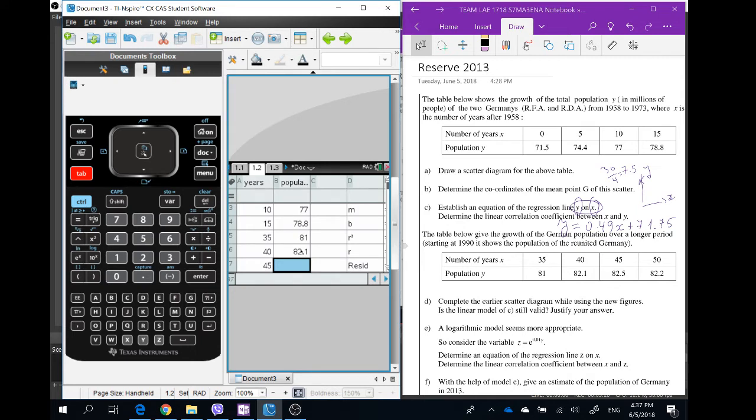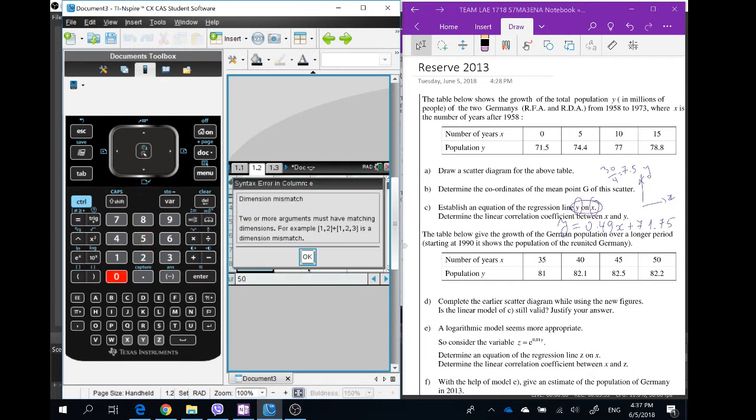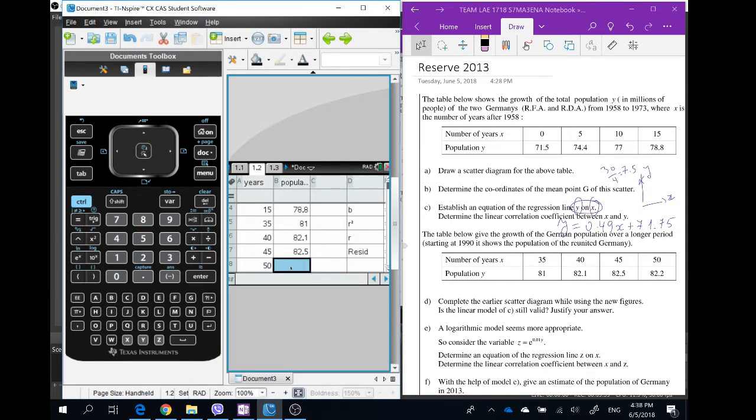already we have a formula here that we calculated, but now I have to change it. 82.5. Then when it's 50, it's 82.2. Let me check again: 81, 82.1, 82.5, 82.2.